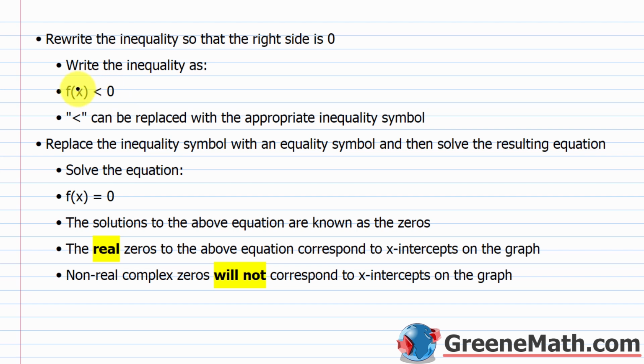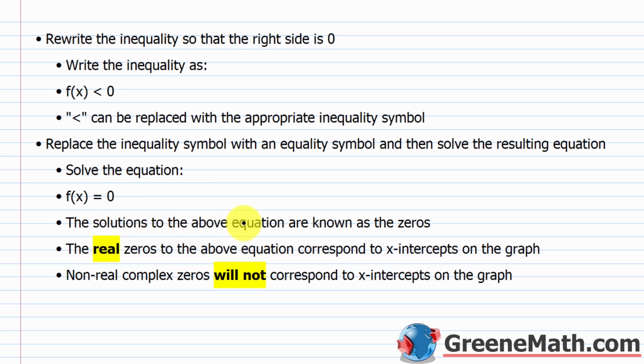So this less than here will have f of x less than 0. The less than can be replaced with the appropriate inequality symbol. It might be greater than, less than or equal to, or greater than or equal to, depending on what you get in your problem. Then I have to replace the inequality symbol with an equality symbol, and then we're going to solve the resulting equation. So we're solving the equation f of x, again, that's the polynomial function that we set up, is equal to 0.